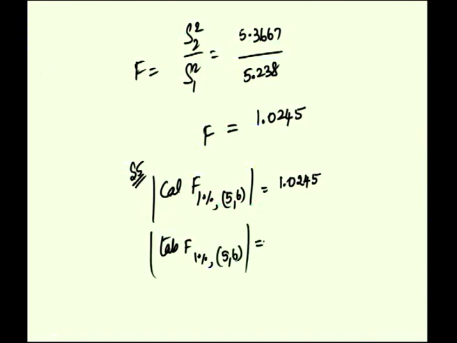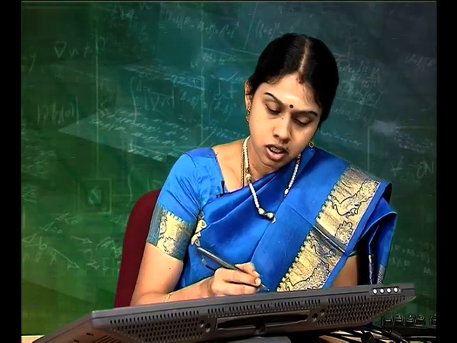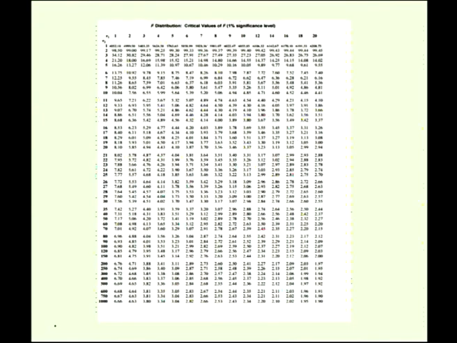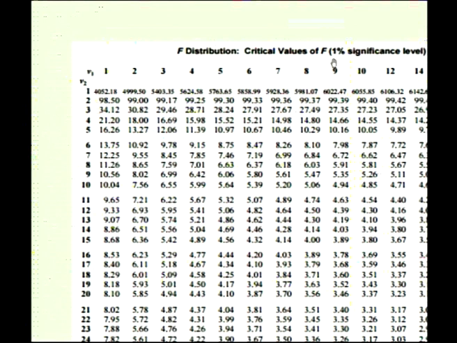We have to refer to the tables. Unlike in the t test, F and 1% level of significance values will not be given in the same table. There is a separate table for 5% significance level and 1% significance level. Now, this is the table for 1% level of significance, where you have degrees of freedom 5 for the numerator and 6 for the denominator. This is for the 1% significance level. We have degrees of freedom 5 and then 6, this is 8.75.